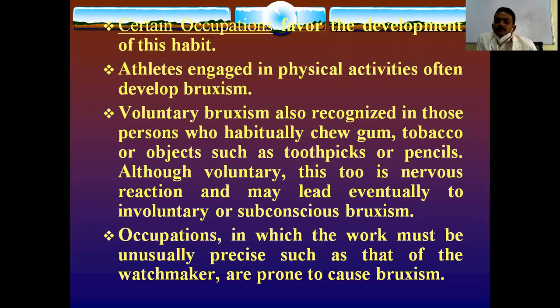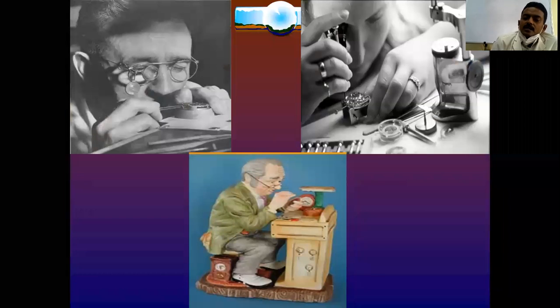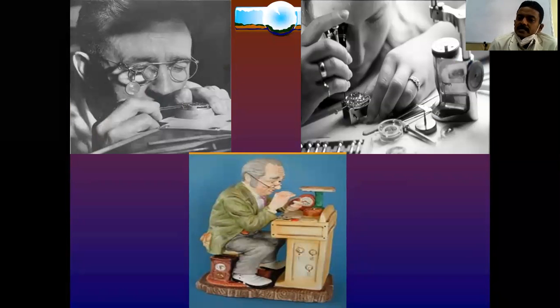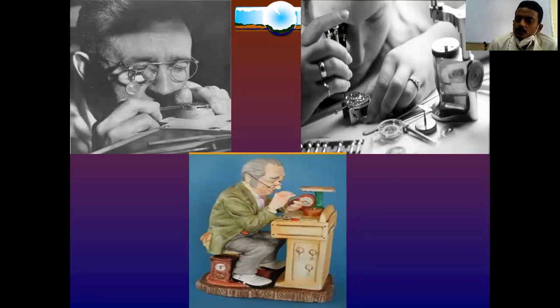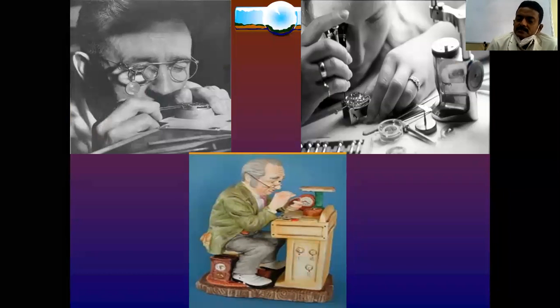Occupations in which the work must be unusual, precise, such as that of the watchmakers, are also prone to cause bruxism. See, people having the habit of holding the pencil or pen or any instrument with their teeth. Some occupations like watchmakers, or those who do precise or microscopic observation work. In all these occupations, we observe bruxism.